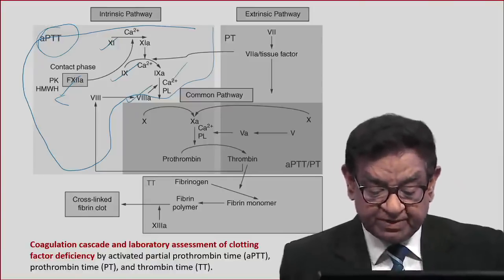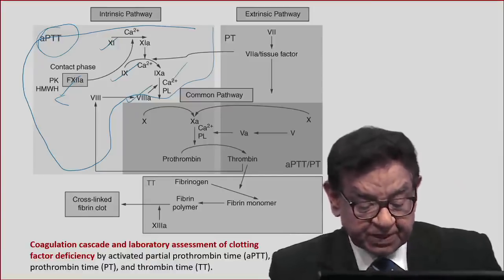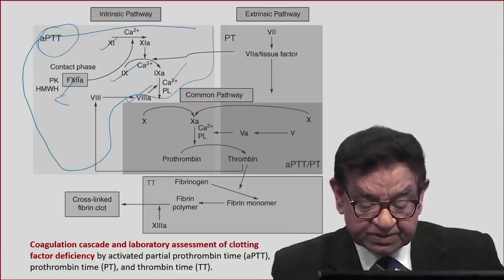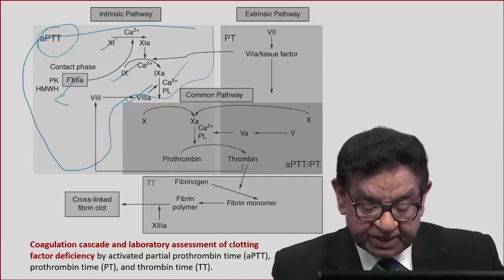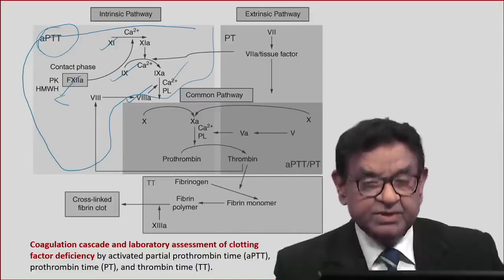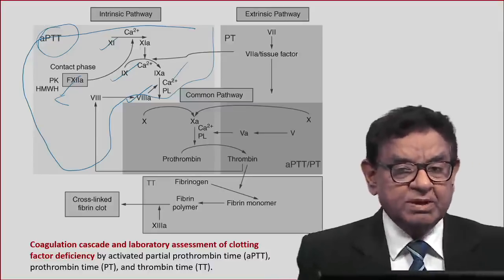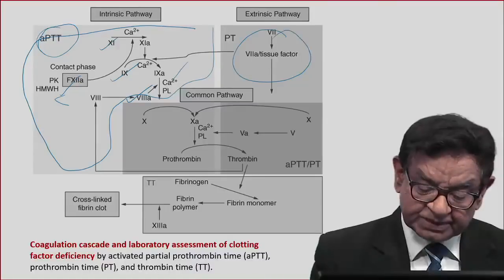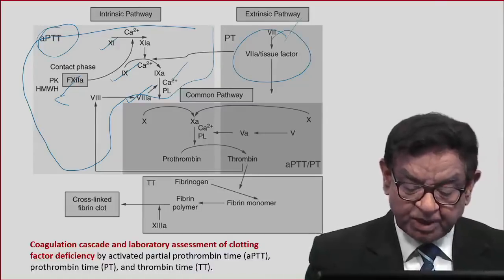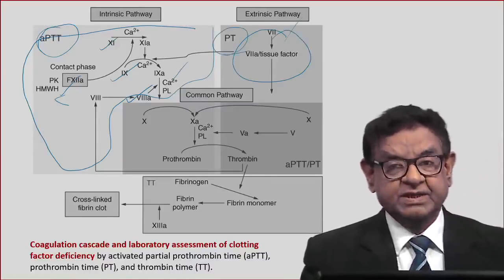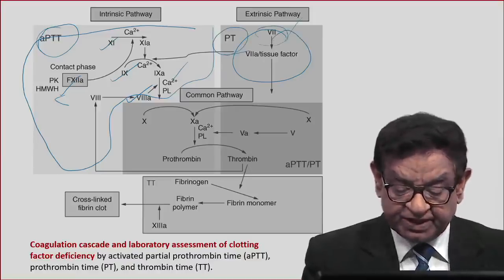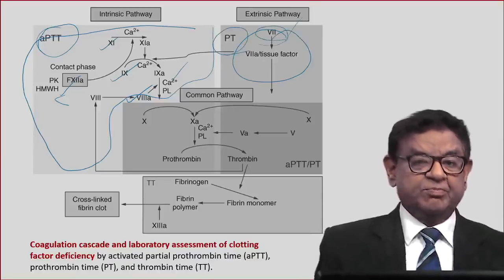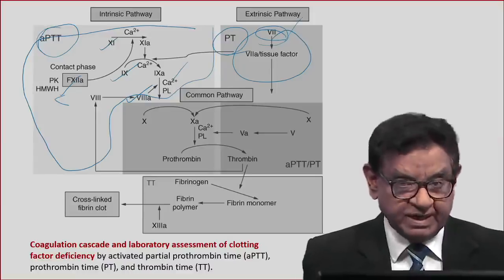Now let us see what happens in the extrinsic pathway. Factor 7 is converted into 7a, and this again converts 10 into 10a. The common path for both is 10 into 10a. Now any problem here will lead to prolonged prothrombin time. That's why factor 7 deficiency will lead to prolonged prothrombin time.